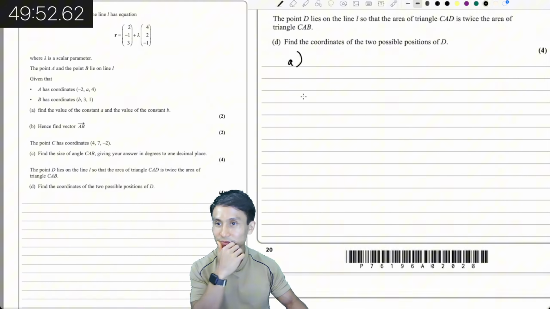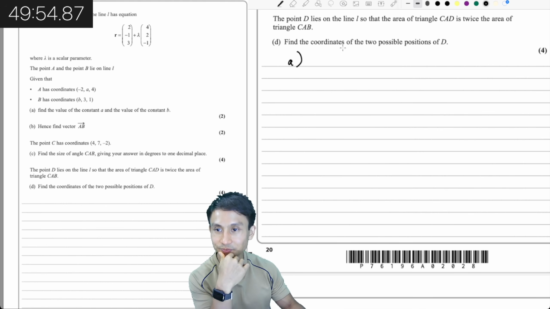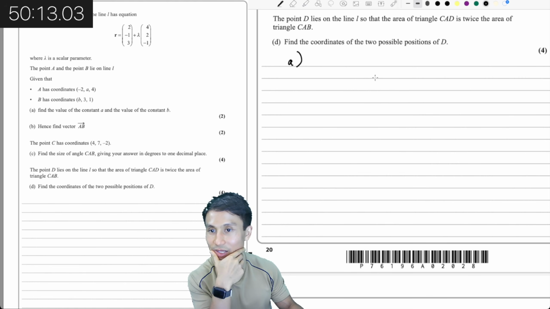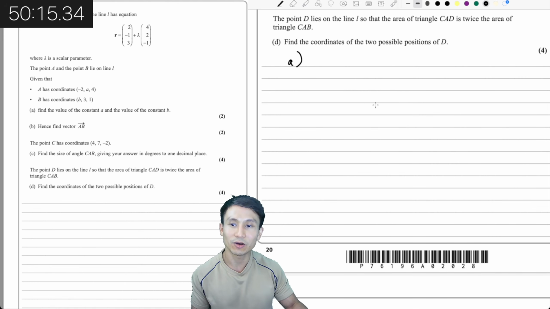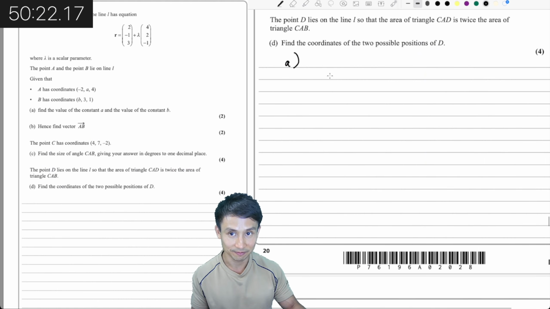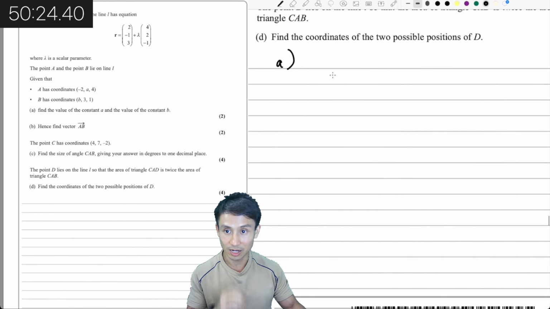Okay, number 8, it's a vector. Relative to a fixed origin, the line L has an equation given, and the points A and B lie on the line. A has coordinates given, B has coordinates given. Find the value of constant A, which is the y coordinate of point A, and the value of constant B. It says point A and point B lie on the line, so that means we can construct the vector equation of the line by using A and B.